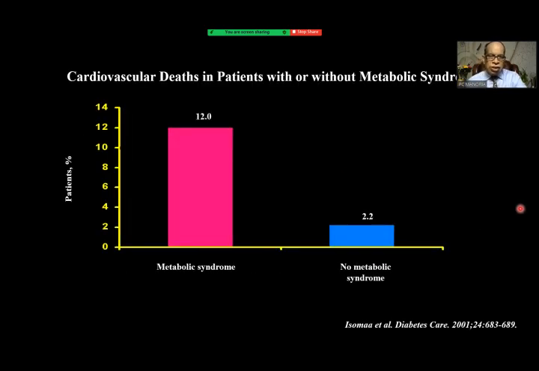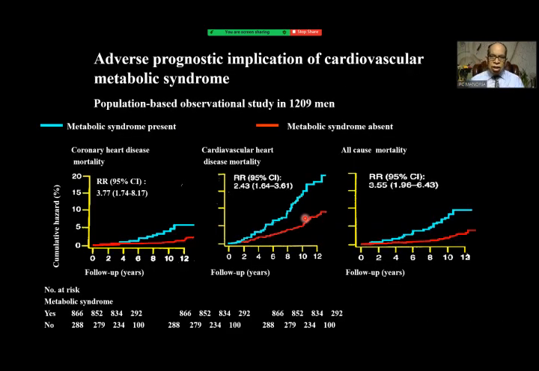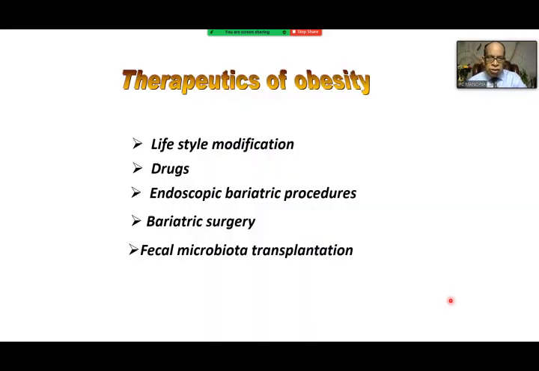And this shows that if you have a metabolic syndrome, the CV mortality is increased 5 times or even more. Now, this is a long-term follow-up of patients of metabolic syndrome, and as you can see, the coronary heart disease mortality is increased, the cardiovascular heart disease mortality is increased, and the all-cause mortality is also increased.